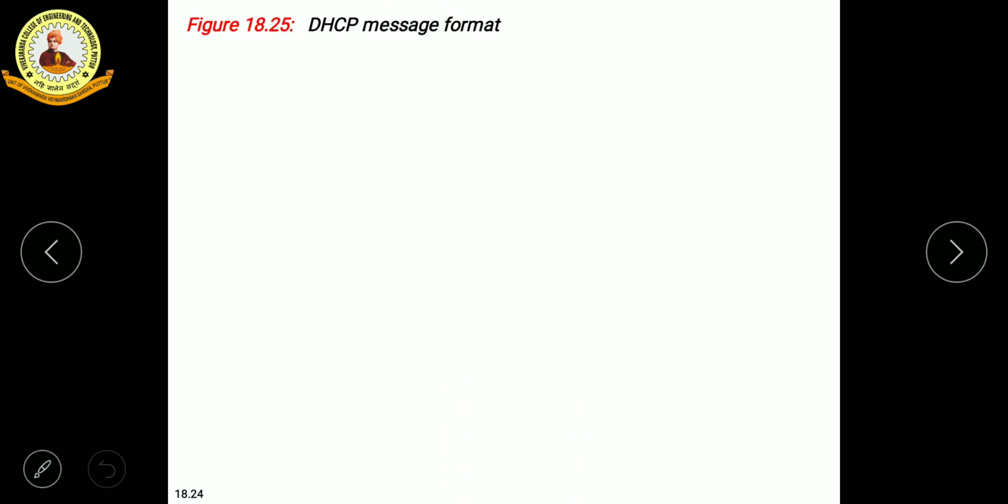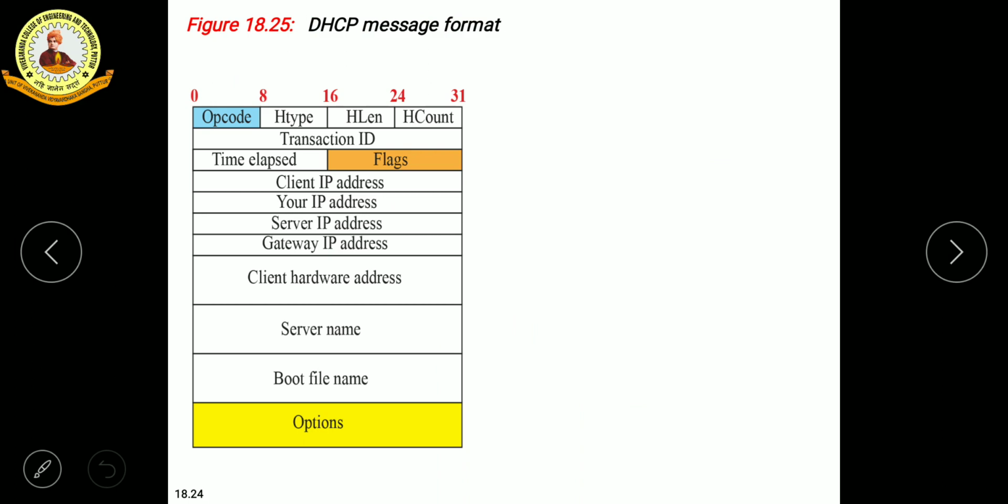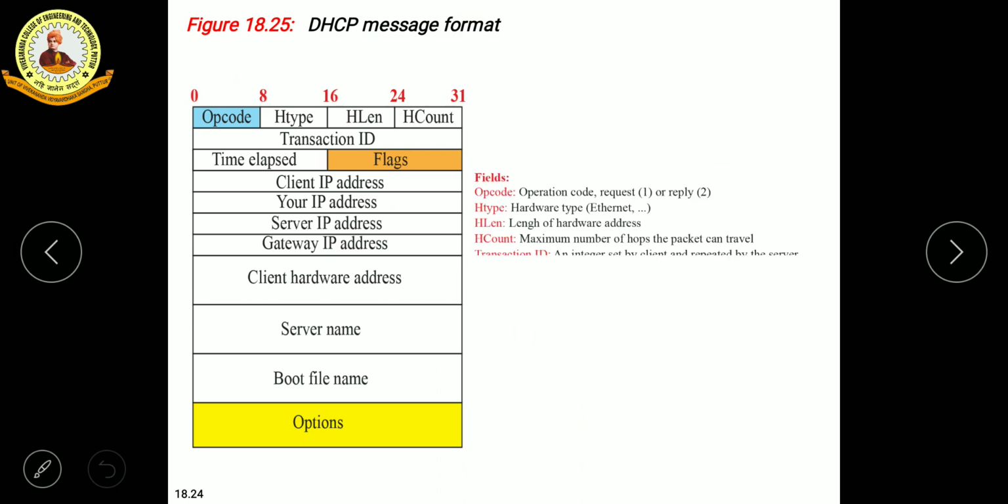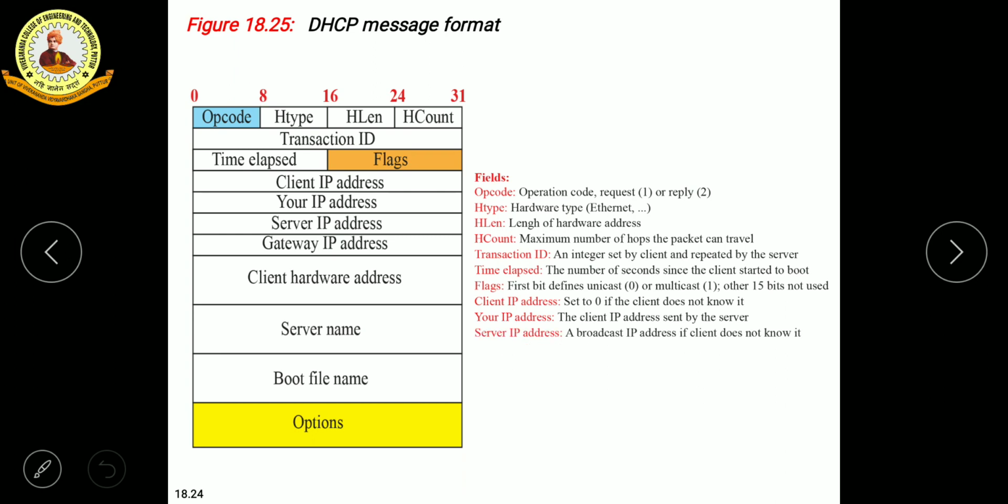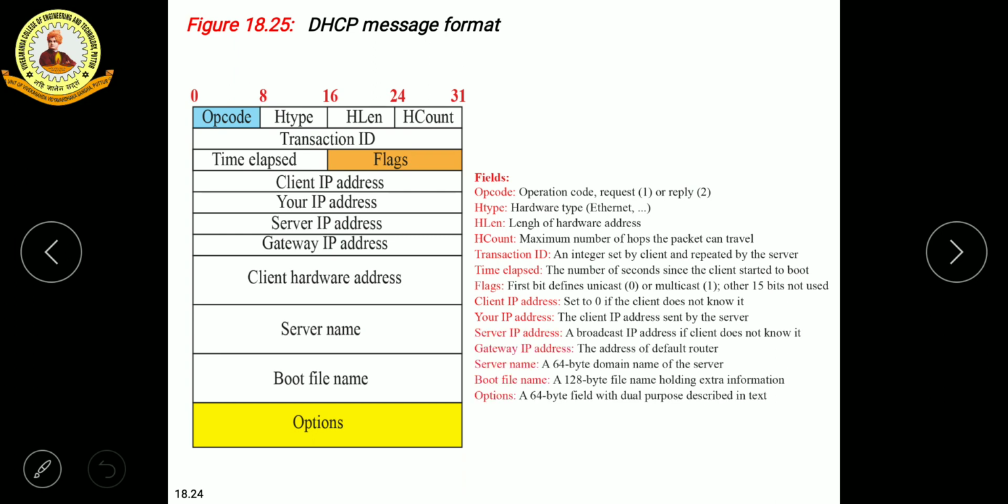You can see the figure. This is the DHCP message format. DHCP is a client server protocol in which the client sends a request message and the server returns a response message. Before we discuss the operation of DHCP, let us see the general format of the DHCP message. Most of the fields are explained in the figure, but we need to discuss the option field, which plays a very important role in DHCP. This is the 64 byte option field.